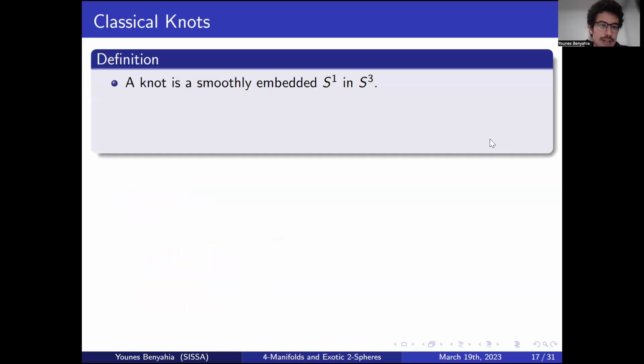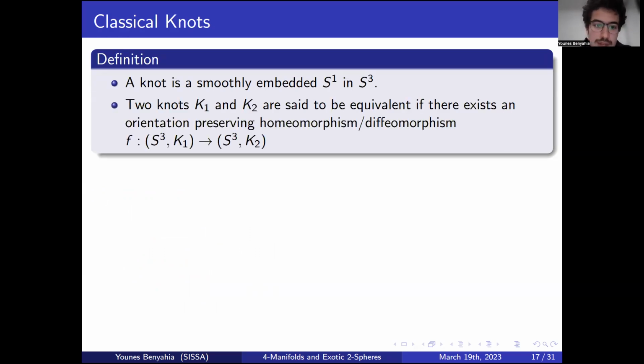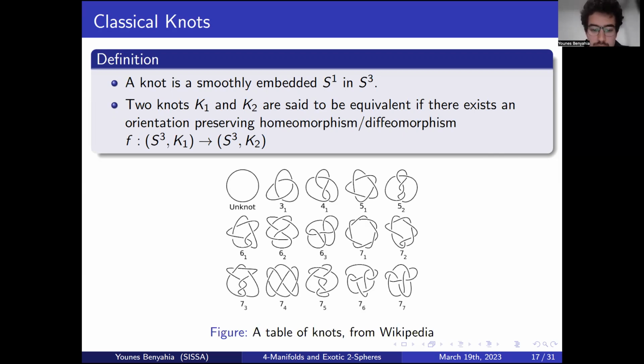So first of all, we can talk about classical knots, which is a smoothly embedded S1 in S3. And we call two knots K1 and K2 equivalent if there exists an orientation preserving homeomorphism or diffeomorphism from the pair (S3, K1) to the pair (S3, K2). By this, I mean it's a map from S3 to S3 and it sends K1 to K2.